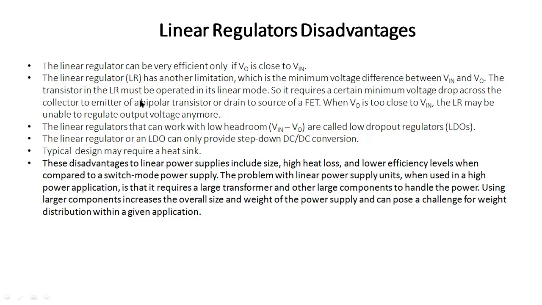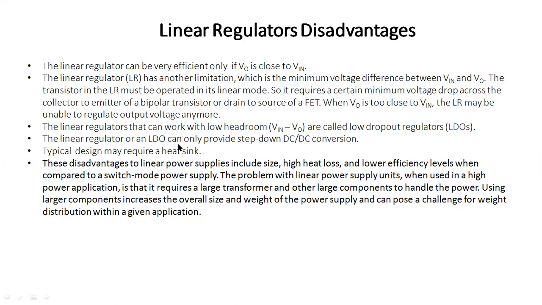The transistor in the LR must be operated in the linear mode. So it will require a minimum voltage drop across the collector to emitter of a BJT transistor or drain to source of the FET. So we can say when we are setting the output voltage very close to the input voltage, the LR may be unable to regulate the output voltage. So this is also a disadvantage for the linear voltage regulator.